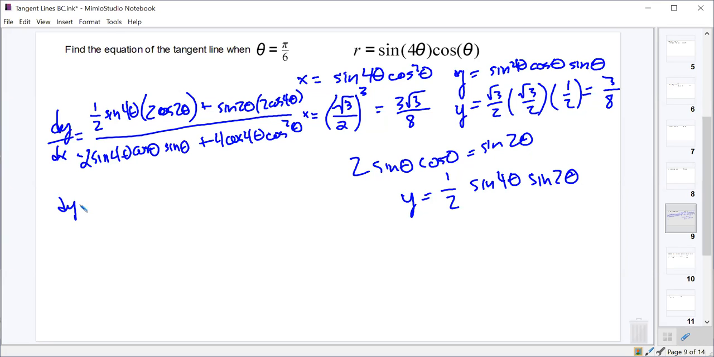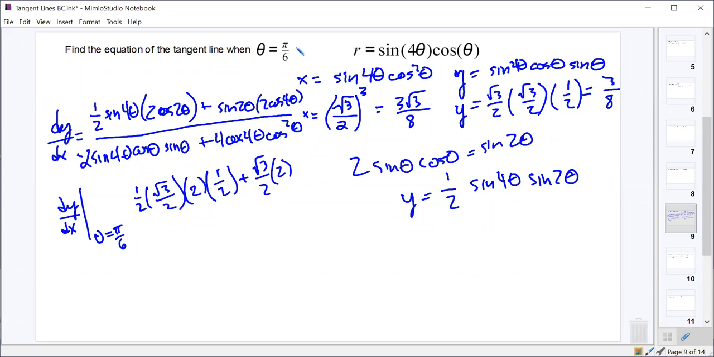Okay, and so we'll just plug it in. We'll evaluate dy/dx at theta equals pi over 6. So we got sine of 4 theta, so sine of 4 pi over 6. We know that's still root 3 over 2. So we've got 1/2 times root 3 over 2. Looking for the cosine, we'll go our 2 first. We're looking for the cosine of pi over 3. Cosine of pi over 3 should be 1/2. And then plus the sine of pi over 3 when we double that angle, which should be root 3 over 2, and times 2, and times the cosine of 2 pi over 3.